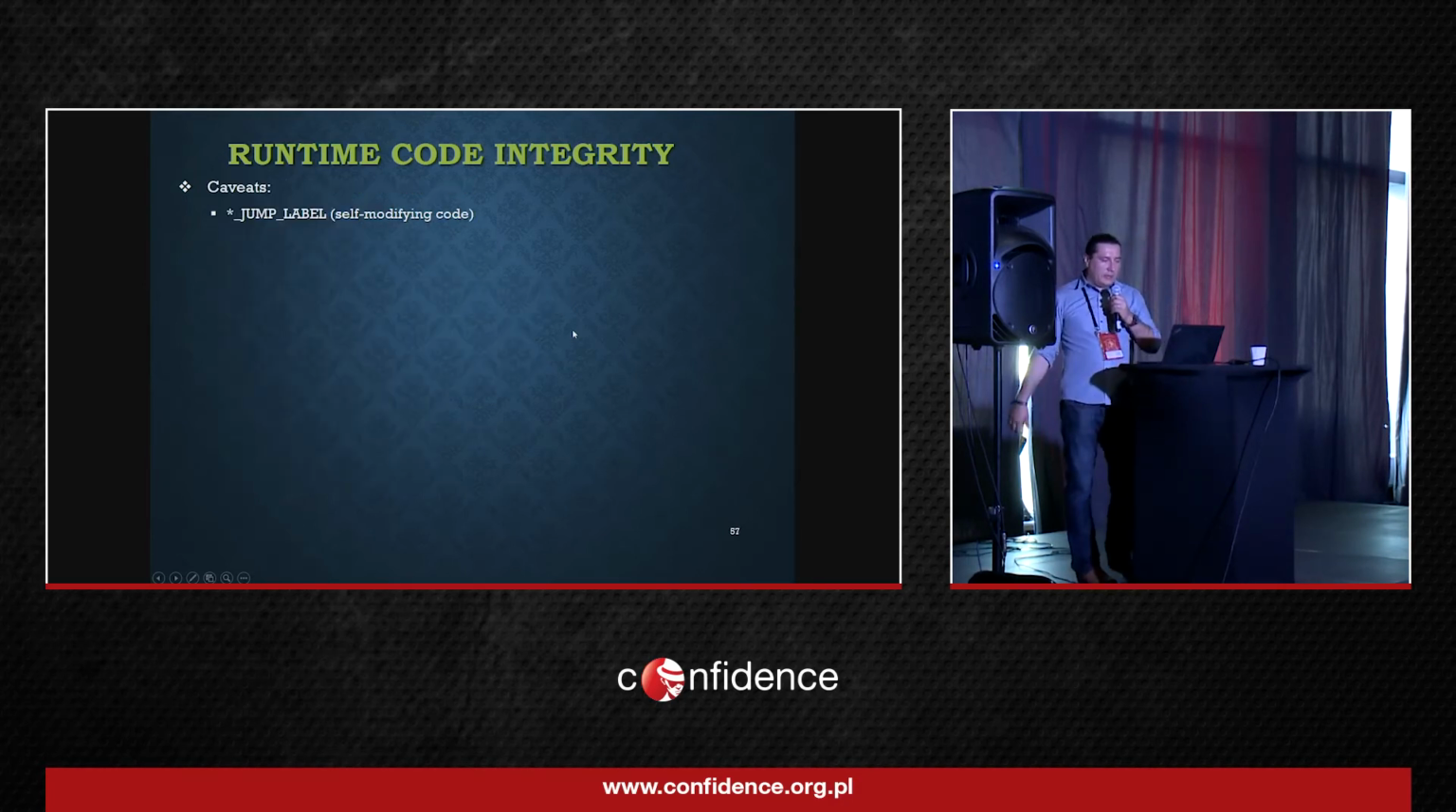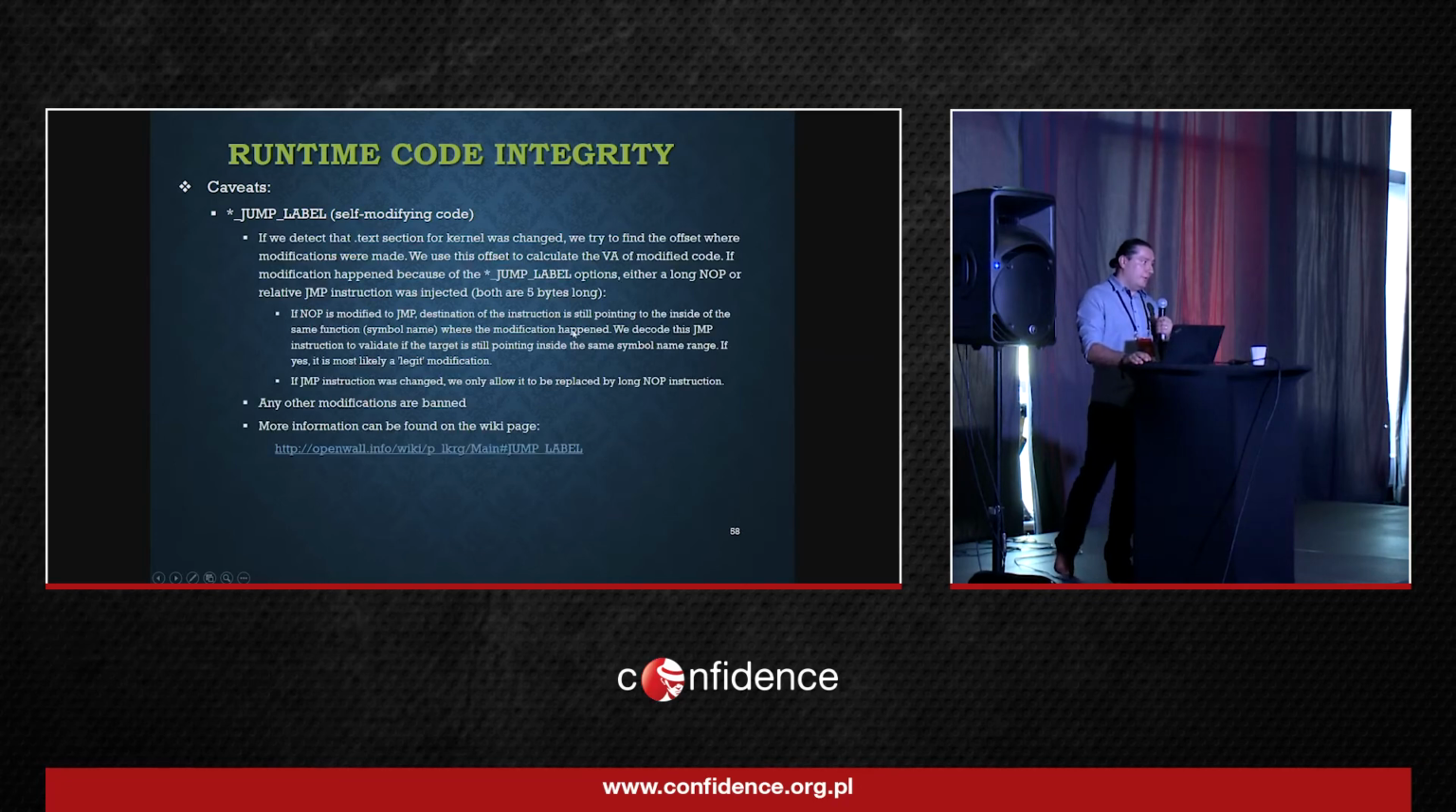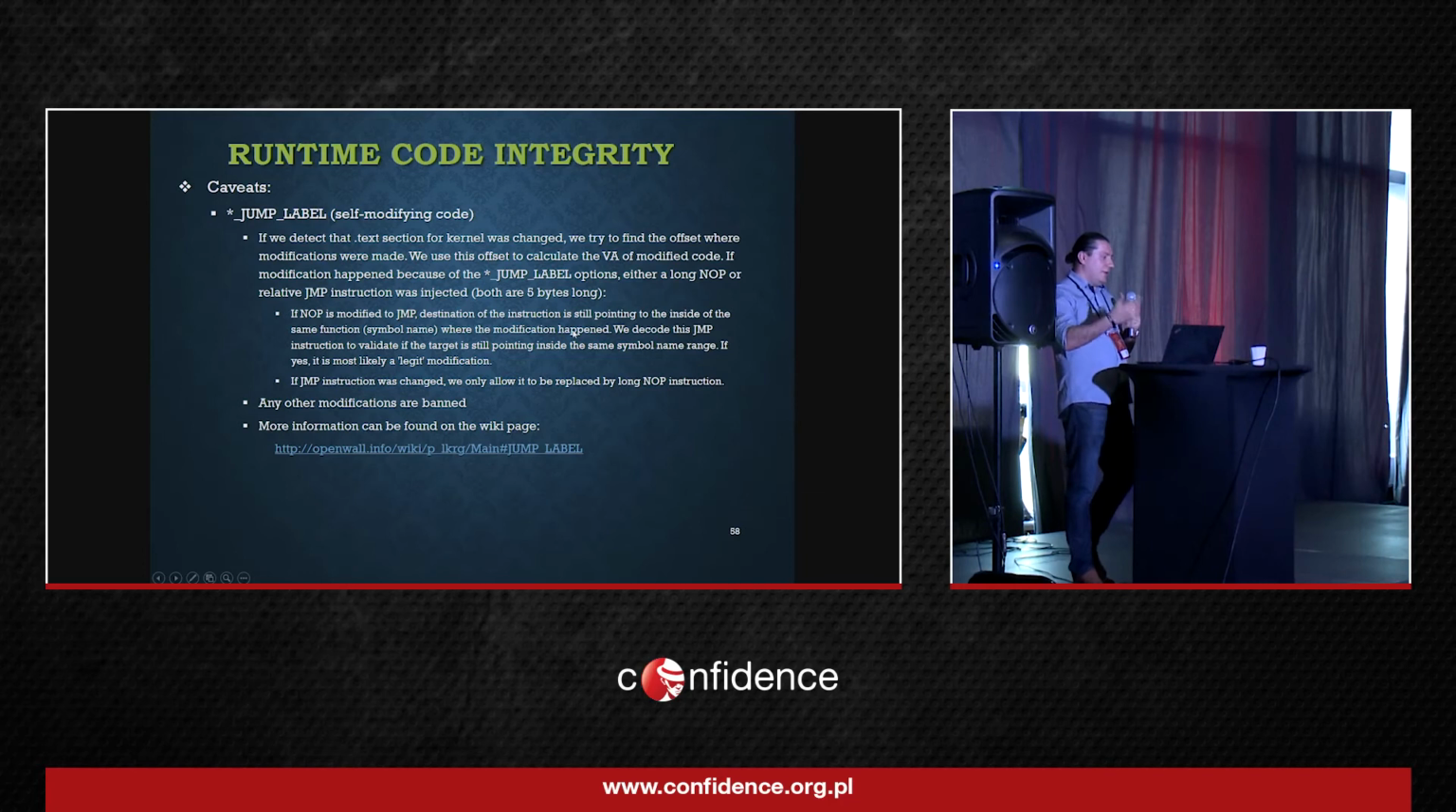And as I said, code integrity work is not as easy and not as pleasant as it sounds, because apparently there are a lot of caveats. One of them is something called jump label, which apparently makes the Linux kernel self-modifying code. And the Linux kernel always modifies itself, which not many people know. It constantly changes its code. And this is apparently problematic, because if you calculate the hash, obviously the hash won't match anymore.